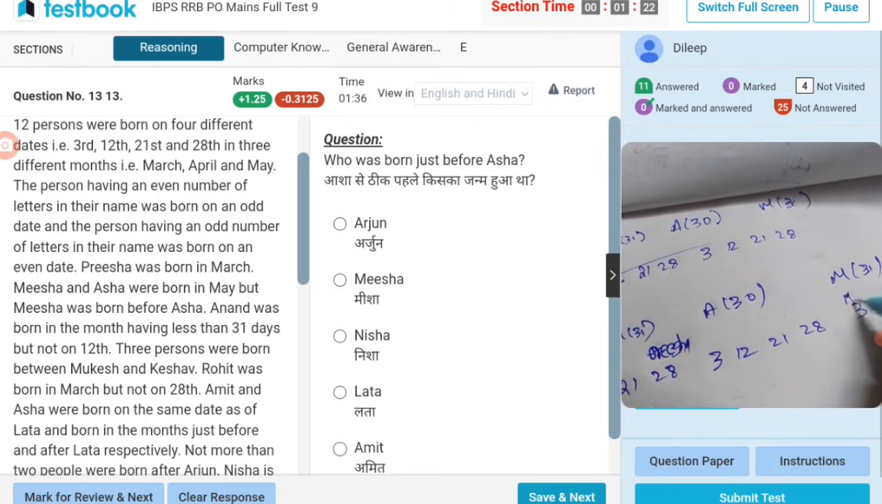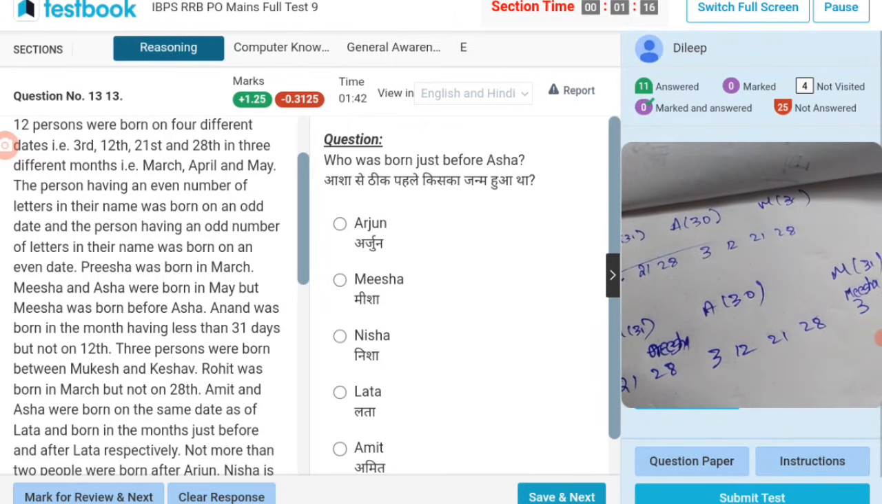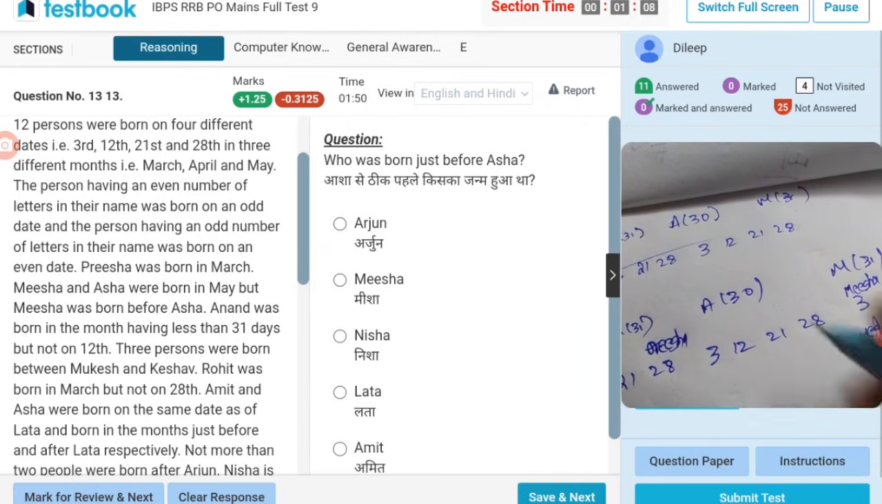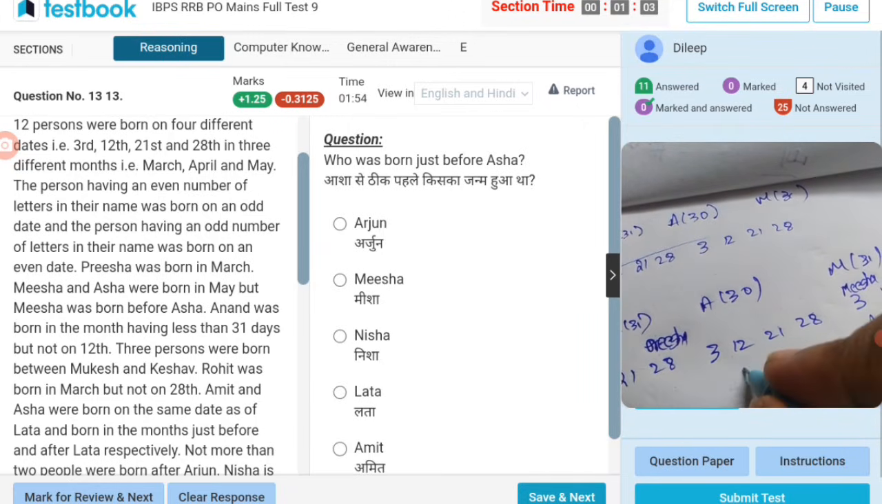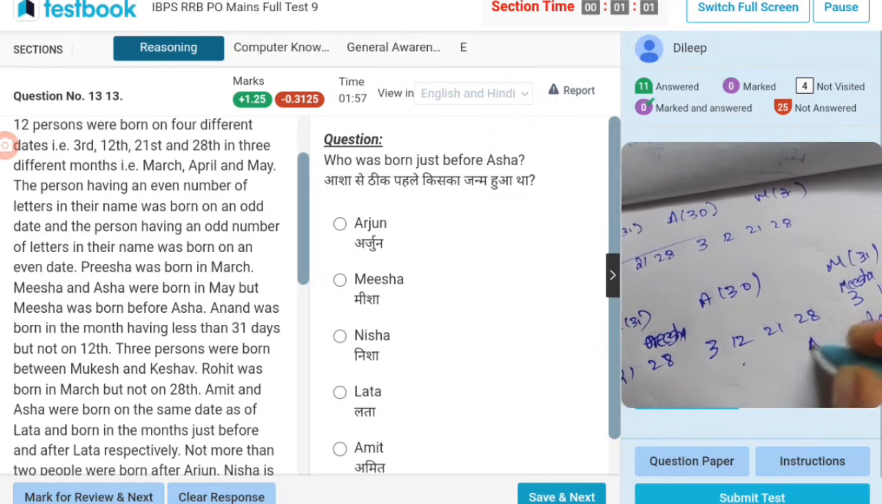Misha is Misha or Asha. Anand born. Anand was born having less than 31. So Anand 5, even date.